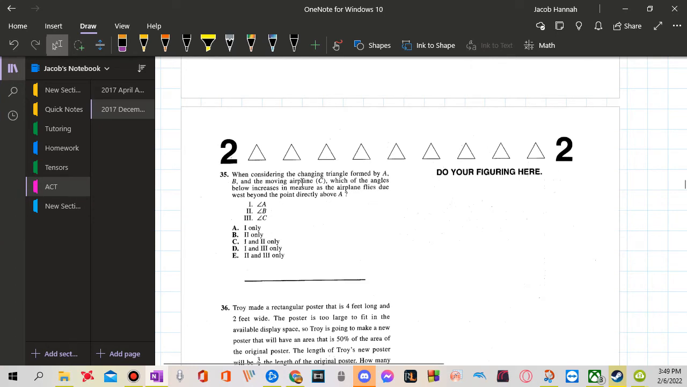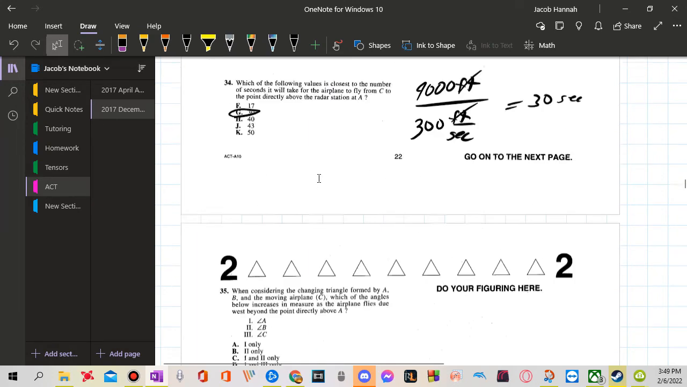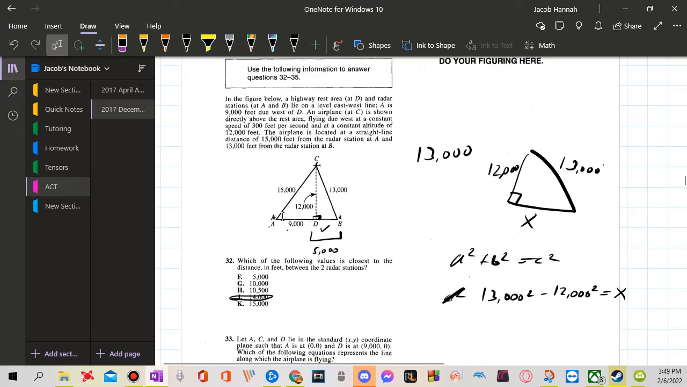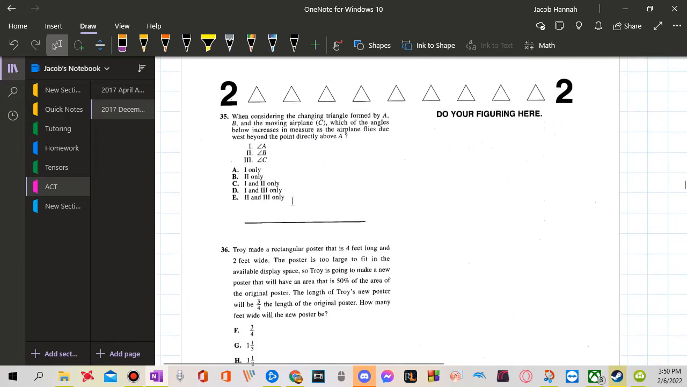Hold on. When considering the changing triangle formed by A and B and the moving airplane C, which of the angles below increases in measure? Oh, okay, increases. So as it flies this way, it's asking which one of these angles increases. As it moves this way, this angle right here is going to collapse, go down and decrease in value. But this one's just going to get bigger. So yeah, it's going to be A.